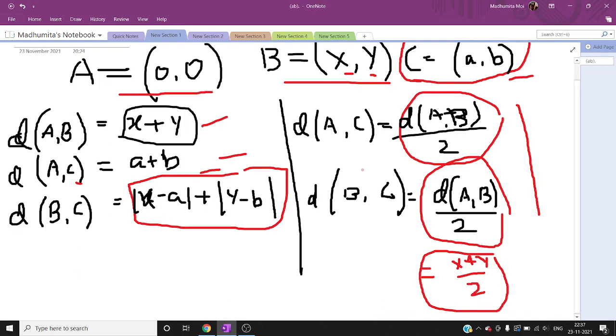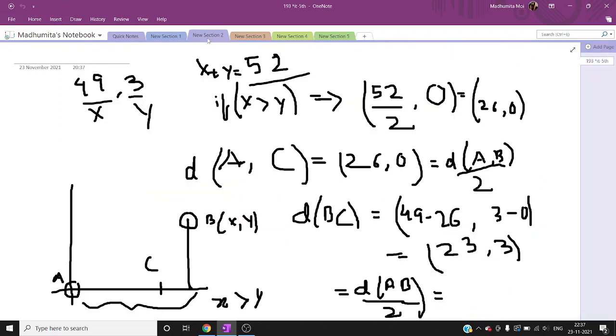Okay, else if the number, that is the distance of A to B, that is x plus y, is even, we have to do a little more work. We know that a number can be even only and only if both the numbers are either odd or even. I repeat, a number can be even only and only if both the numbers are odd or even. So we'll be left with 3 cases.